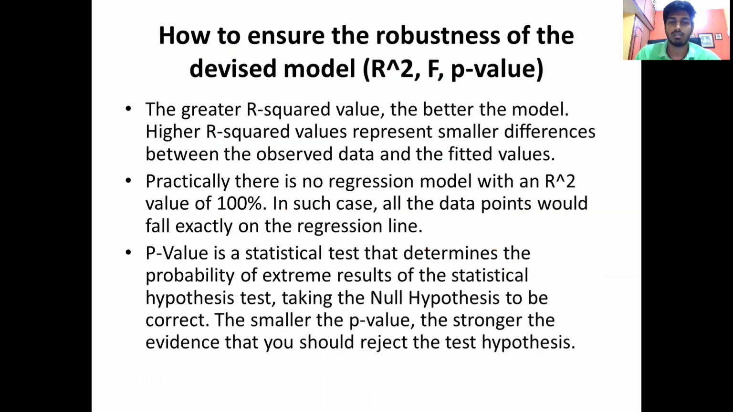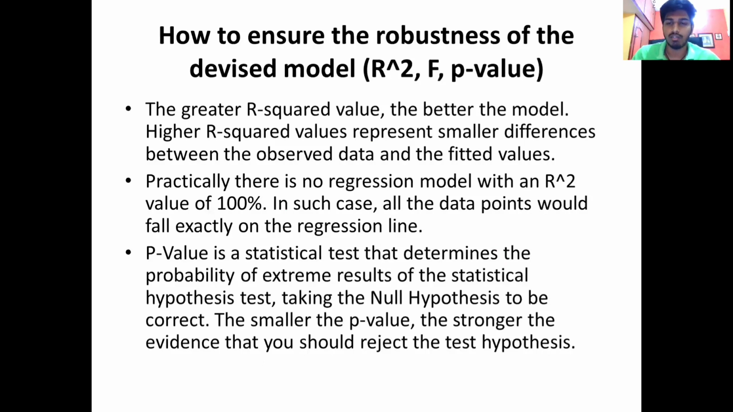First, what is the R squared value? The greater the R squared value, the better the model. The highest R squared value represents a smaller difference between observed data and the fitted data. That is, an R squared of 60% reveals that 60% of the data fits the regression model. How well the regression model fits the observed data is measured by the R squared value.